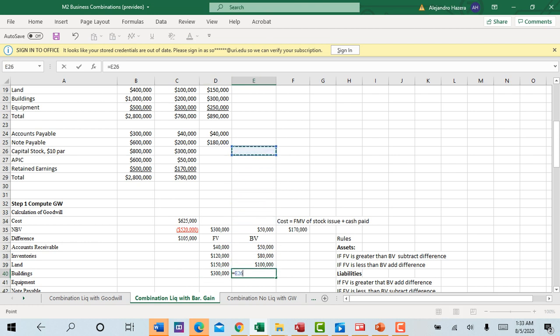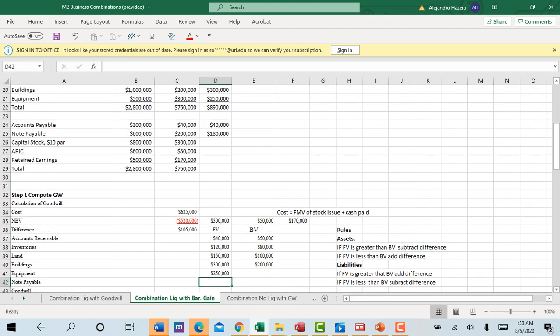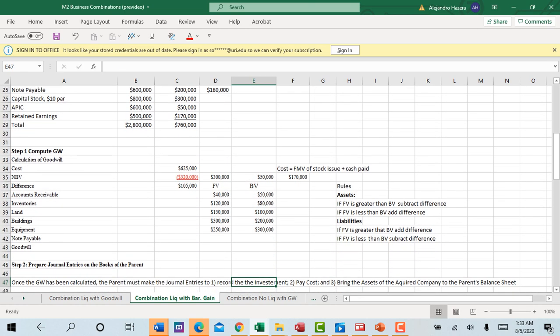The book value is 200. Then for equipment, the fair value is 250, and the book value is 300. Okay, then we have a note payable and goodwill. Okay, and then we'll do the adjustments. The note payable is 180, and the book value for the goodwill is 200,000.